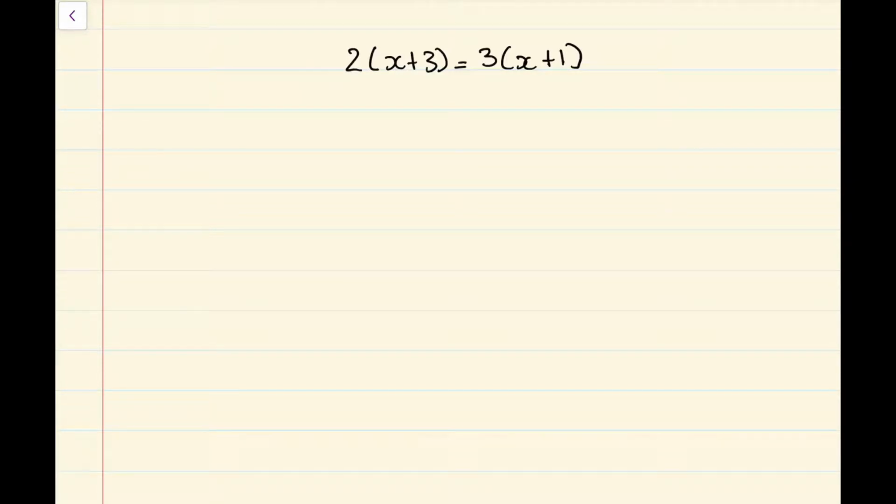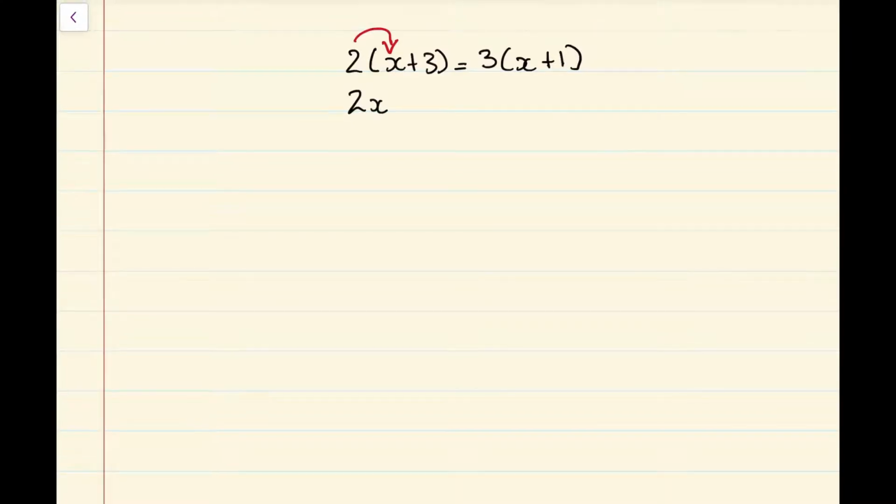Both brackets as well. So we'll firstly have 2 into x, which is just 2x. And then we'll have 2 into 3, which is just 6. And then that'll be equal to 3 into x, which is 3x, and 3 into 1, which is just 3.